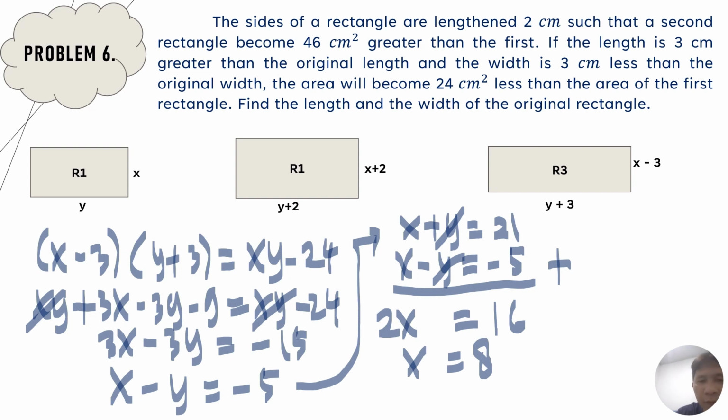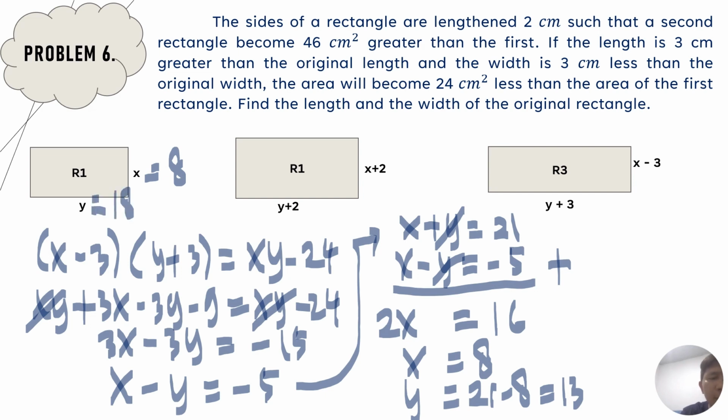After that, we're going to find the value of y. According to this, x plus y equals 21. If x equals 8, then y equals 21 minus 8, which equals 13. Find the length and the width of the original rectangle. So according to the result, x equals 8 centimeters, and y equals 13 centimeters.